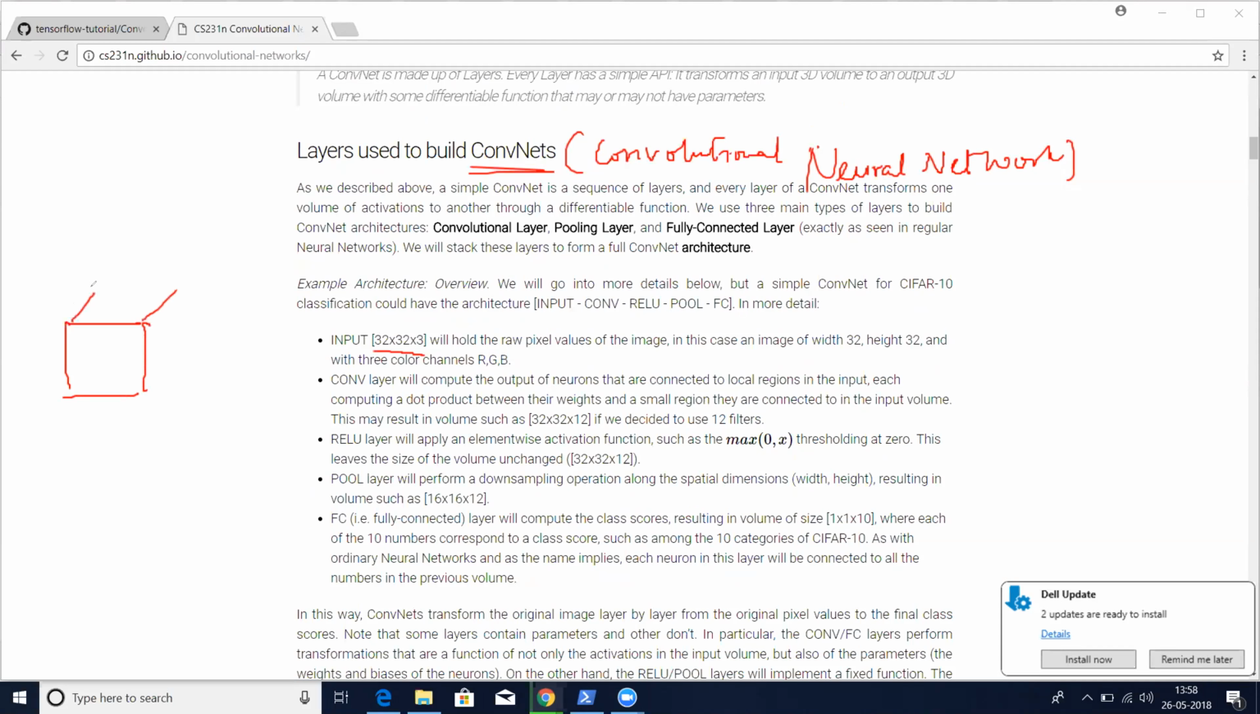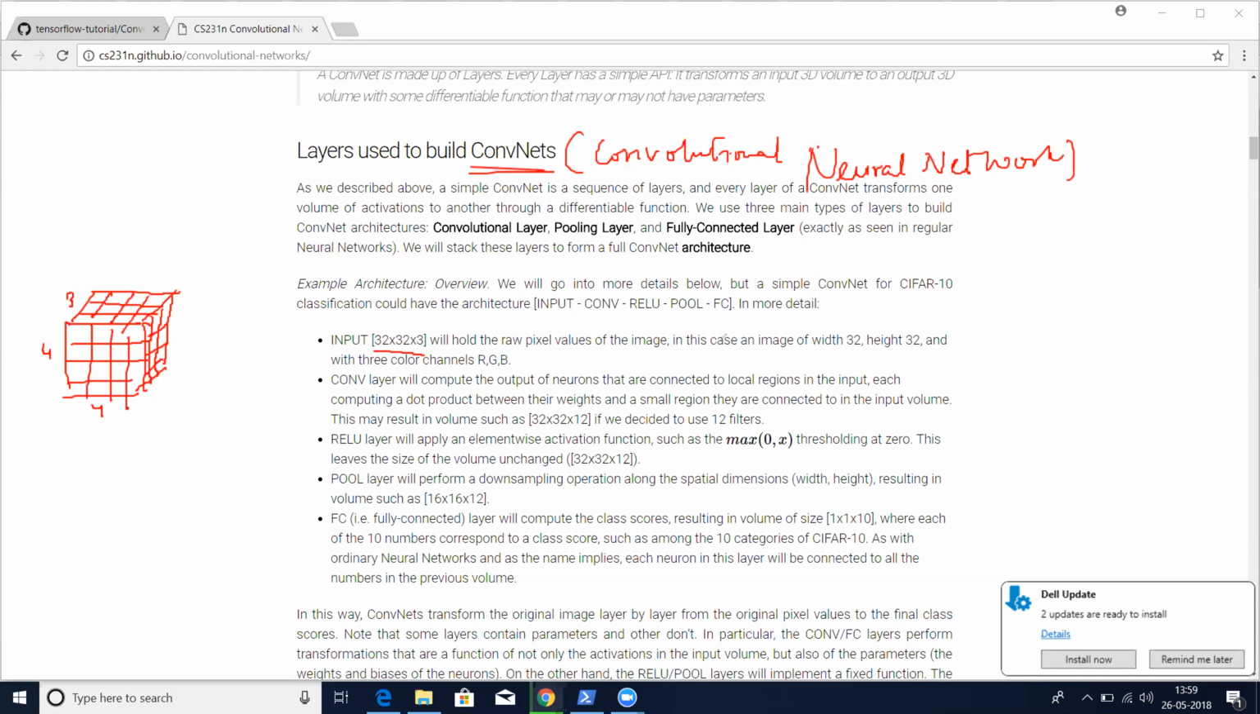The 3 is for RGB. So this is 4 cross 4 cross 3. Understood, right? This 3 is for RGB. This is how the data is. In this case it is 32 cross 32 cross 3. This is the input layer, the first layer. It consists of 32 cross 32 pixel values of the image.